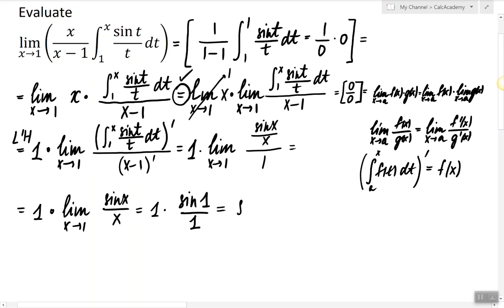Therefore, the final answer to the question is: the limit of the original function is equal to sine of 1.